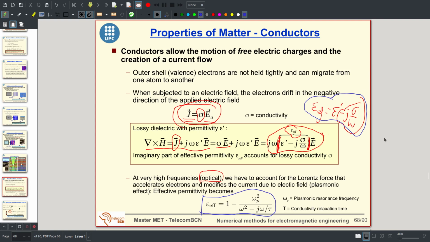If you are interested in how to compute the plasmonic resonance frequency and the relaxation time, there is a lot of information about this. You can find it, for example, in Wikipedia, but I can give you also information. It is, for example, also given in the electromagnetics course in the engineering physics degree.